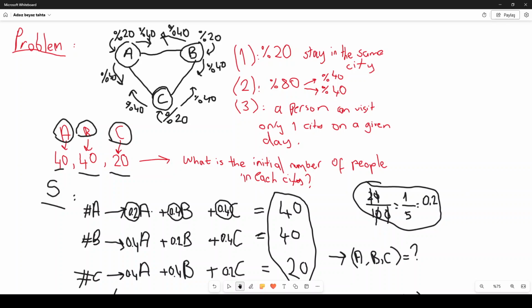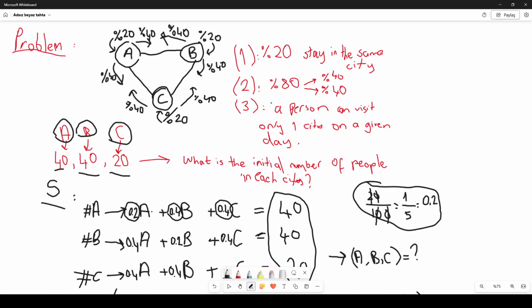Suppose we are given three different cities, namely A, B, and C, as you see in this diagram here. In these cities, we have some number of people. So in each city, there is some number of people in the beginning, but we don't know how many people are there. Maybe there are no people in one of the cities, or there are equal numbers of people. We don't know. Suppose in total we have 100 people distributed into these three cities.